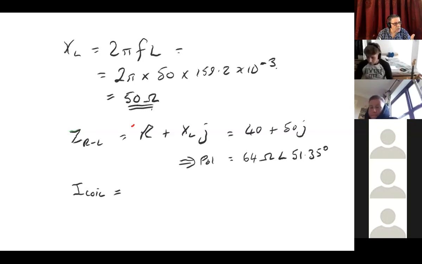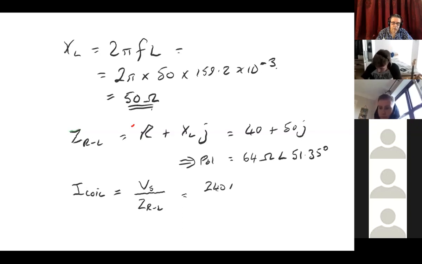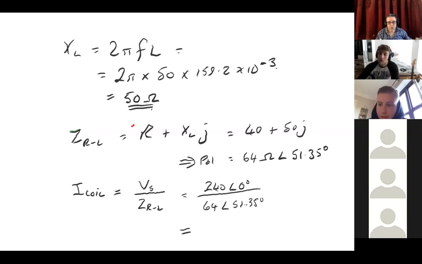Can we not use Ohm's law? Yeah, we can. We know V, don't we? It's common to both components. And we now know the resistance, ZRL. So this we've done before. I over V is 240 angle 0 over the 64 ohms angle 51.35 degrees we just calculated. So that's 240 divided by 64.